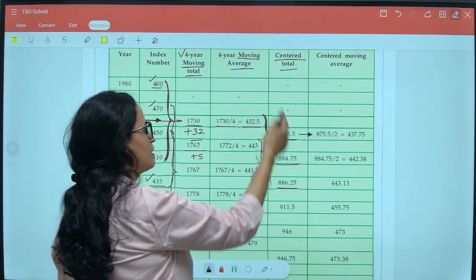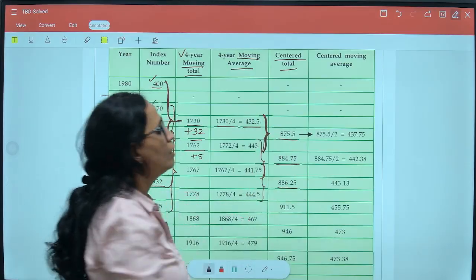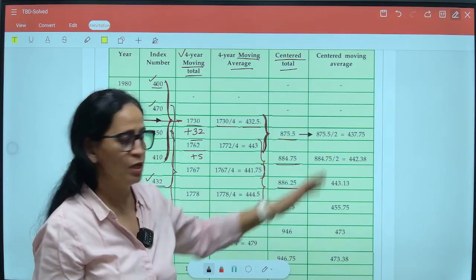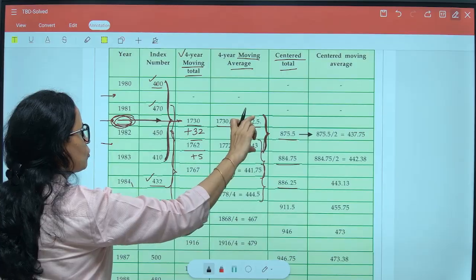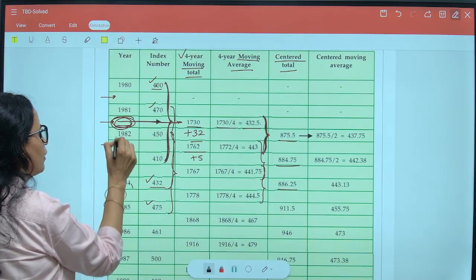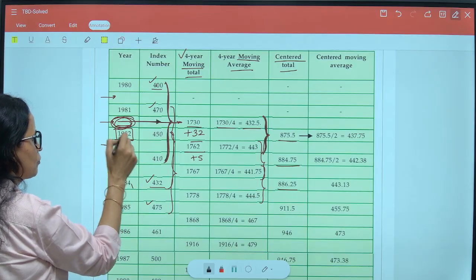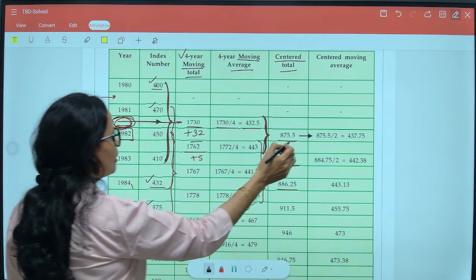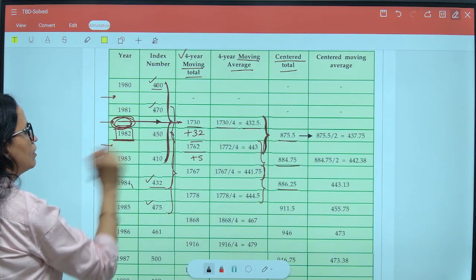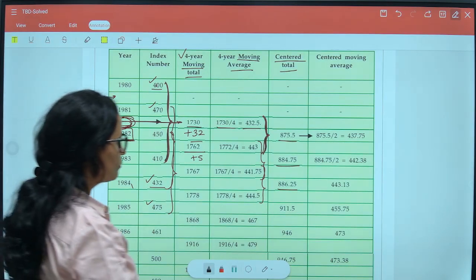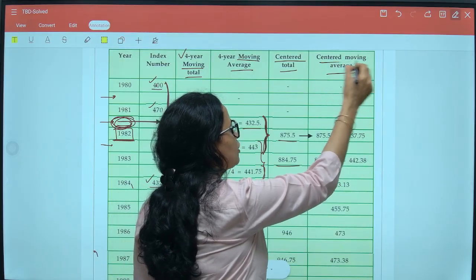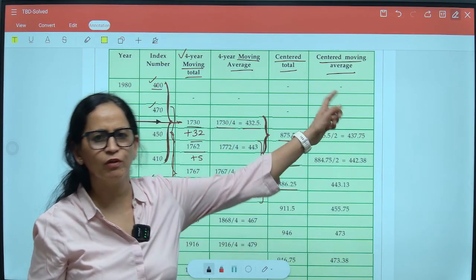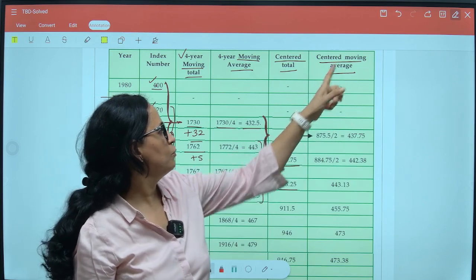Now again, because it is a total of 2 values, again it has to be averaged out. And where do you write this? The row between these 2 moving averages, that is corresponding to the first year here in this question, 1982. So the first center total is across 1982. Again divide this by 2 to get the average, centered moving average. So the heading for the last column is centered moving average.